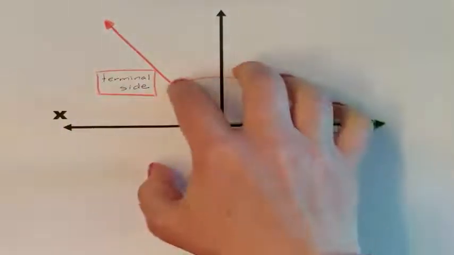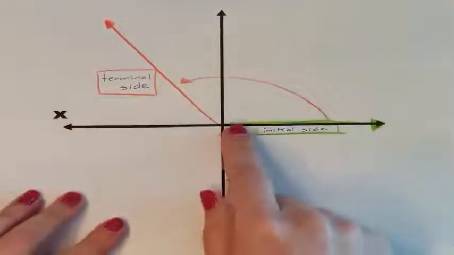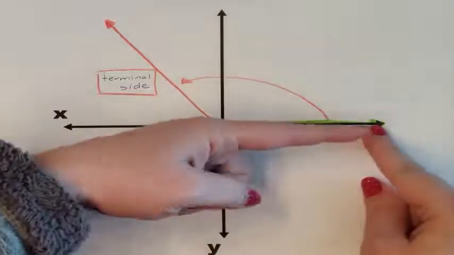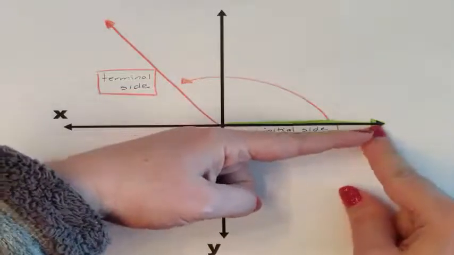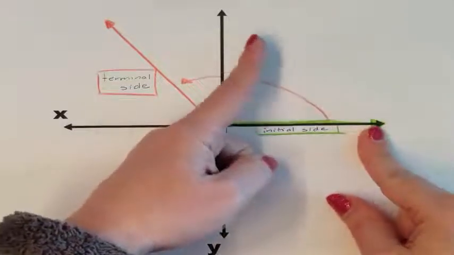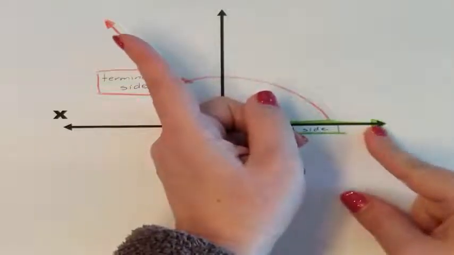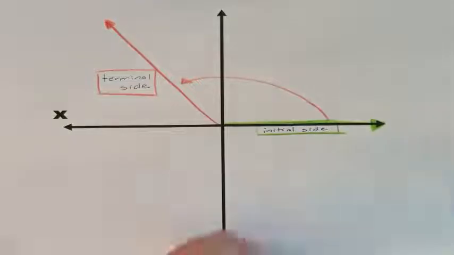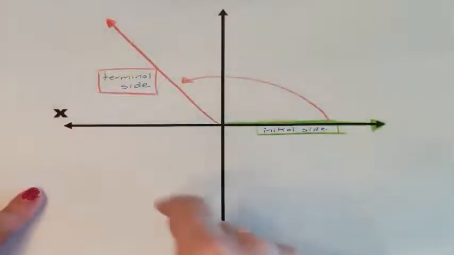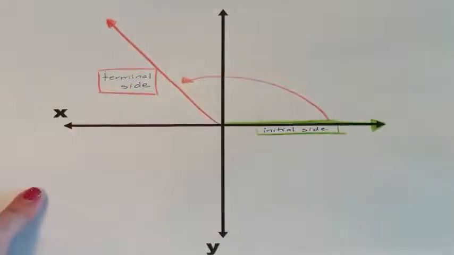So I have an XY axis with an angle on it. The initial side is always where we start. We start right here. And then our angle rotates until it lands where the position of the terminal side is going to tell it to stop. Now there are 4 degree markers on here that you need to be aware of.